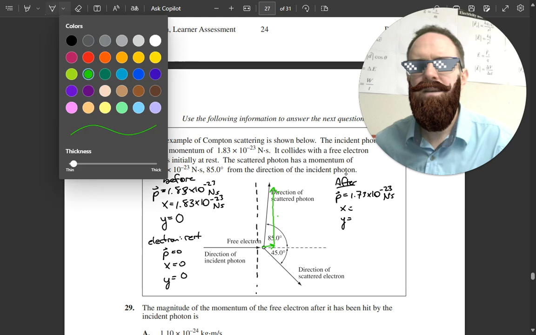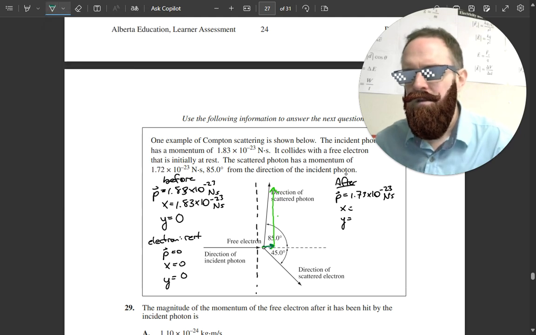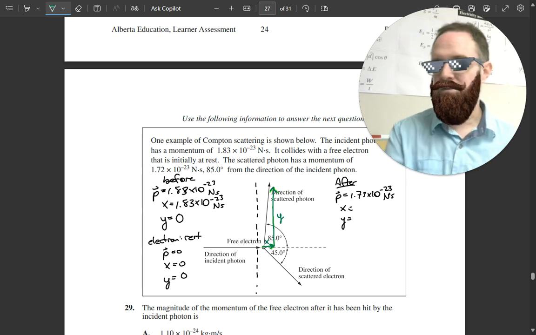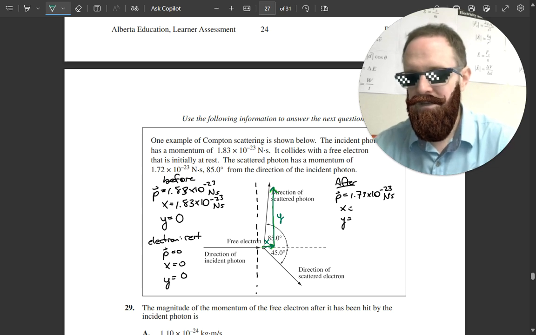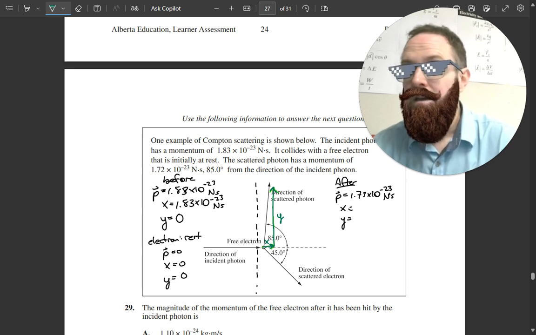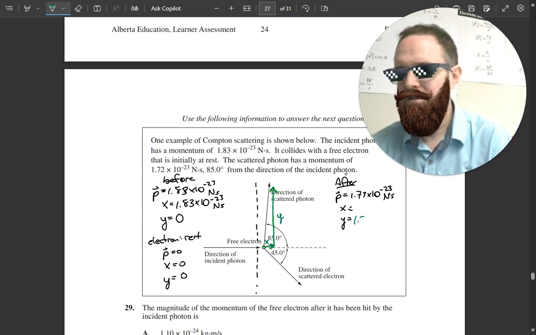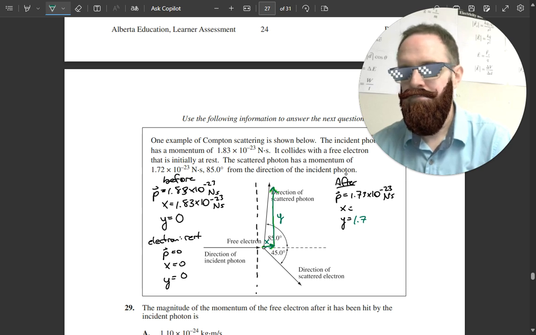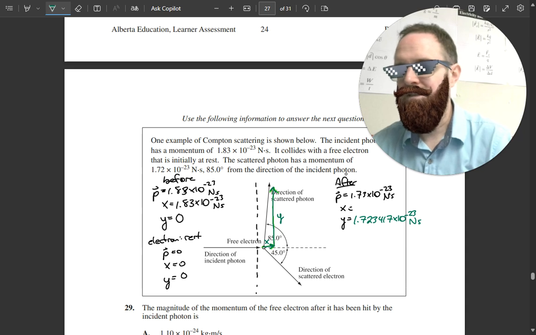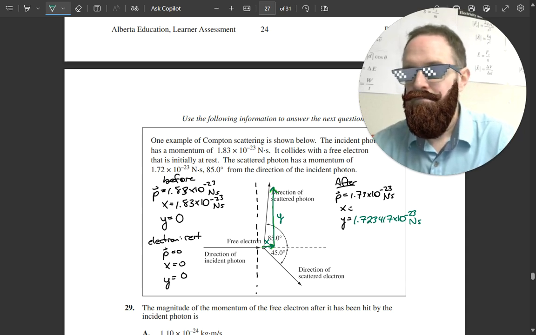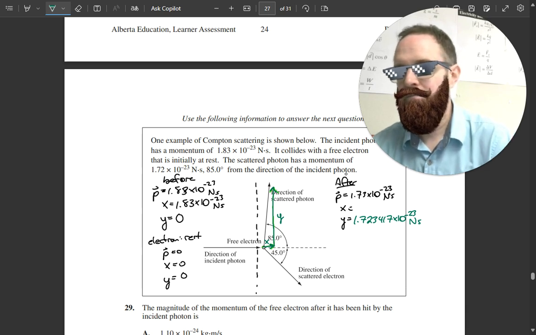Let's use a darker color than that. So I've got to find this y component and this x component, using sine and cos. 1.73 times 10 to the negative 23 times sine 85 gets us our y value here, sorry. Sine gives us our y value because it's opposite that 85. I'm just going to write down a bunch of units here, more than enough for my sig digs at the end. And then cos 85 gets me my x value, which is pretty small compared to the other numbers.